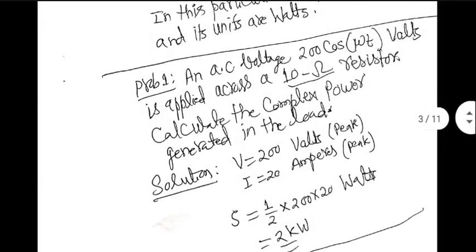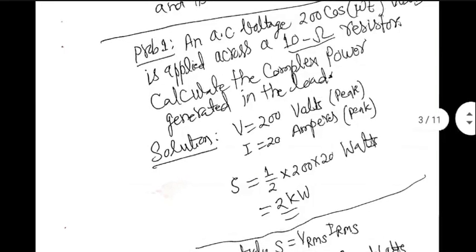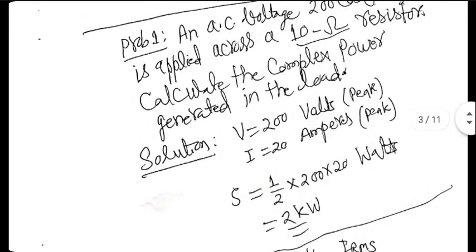S is supposed to be half of 200 e to the power j0 multiplied by 20 e to the power minus j0. So e to the power j0 and e to the power minus j0 anyway do not matter. So the complex power in this case is simply 200 multiplied by 20 divided by 2. So 2000 watts, which is 2 kilowatts. Simple answer.